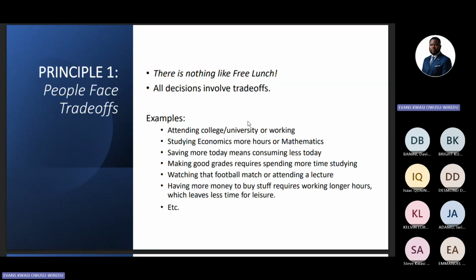And so you might hear someone say free lunch or freebies. But in economics, everything has a hidden cost. Even if you don't pay the money, are you listening closely? Even if you don't pay the money, you are paying with your time or by giving up another opportunity.